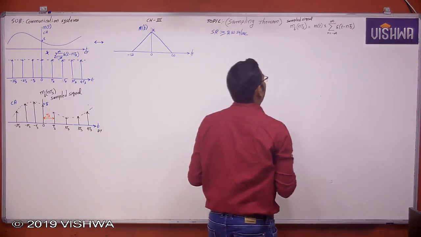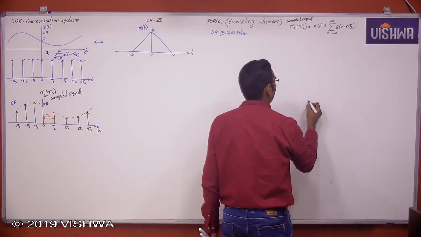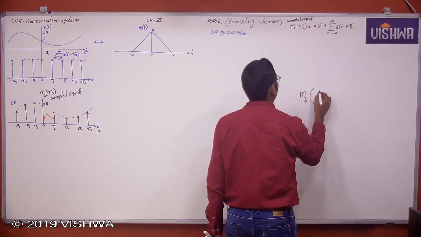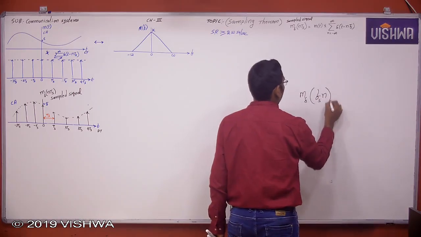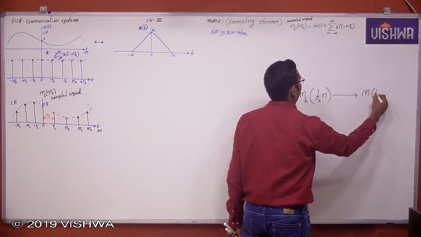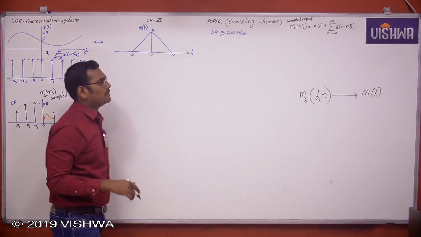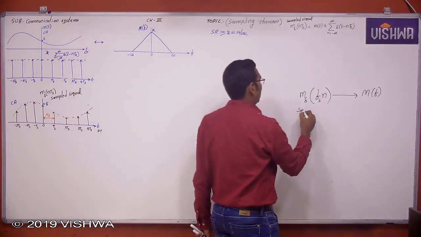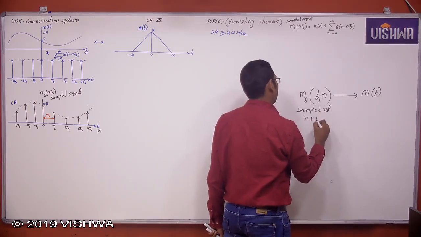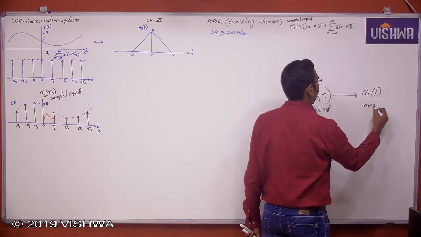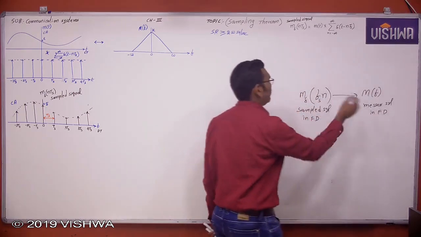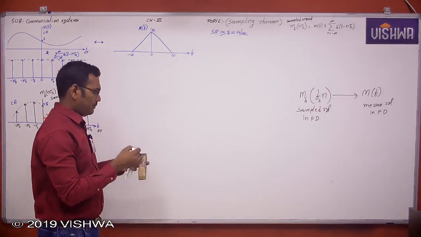The same thing we can do in the frequency domain. Can I do it like this? M delta of n fs. This is the sample signal in frequency domain, and I want to go to m of f, the message signal in frequency domain. So I want to show this such that it is easy for us.